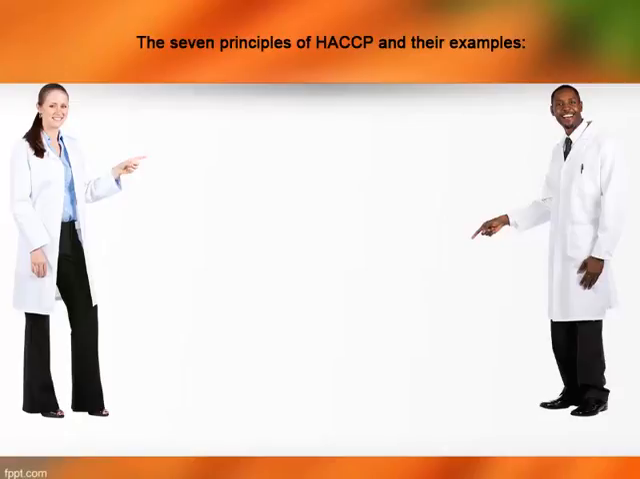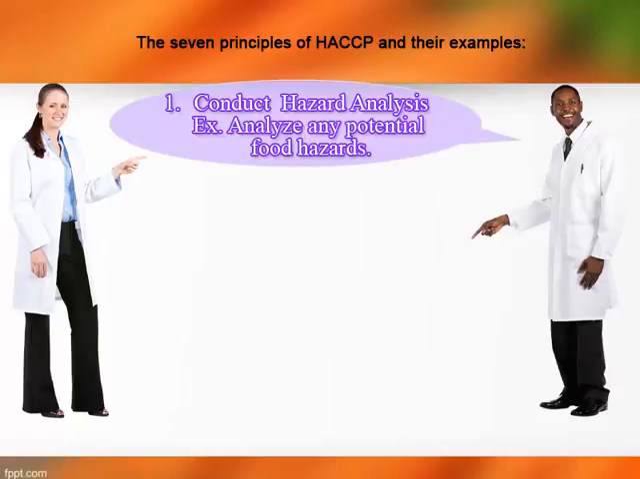So, the first principle is to conduct hazard analysis to identify the potential hazards in food using the menu, to see how a specific food is processed. This helps to identify where the hazards are likely to occur for a specific food.